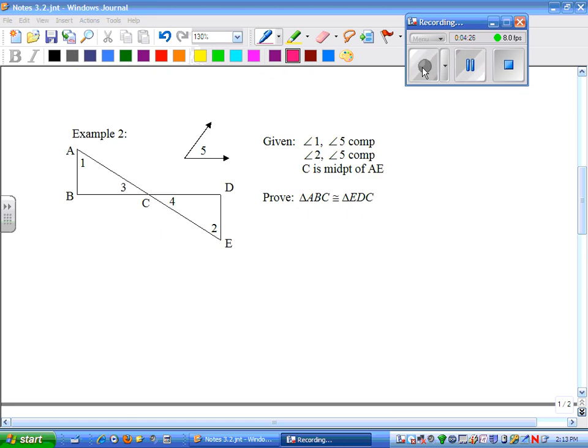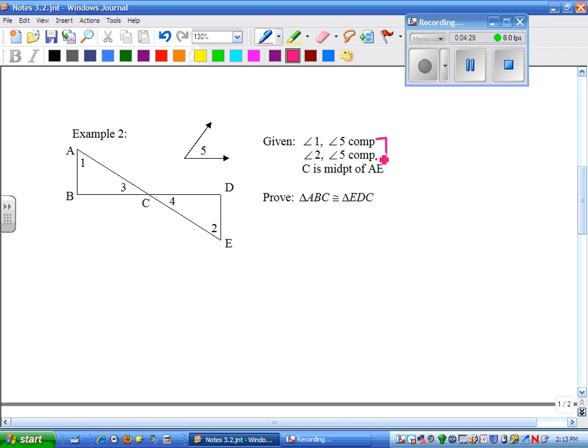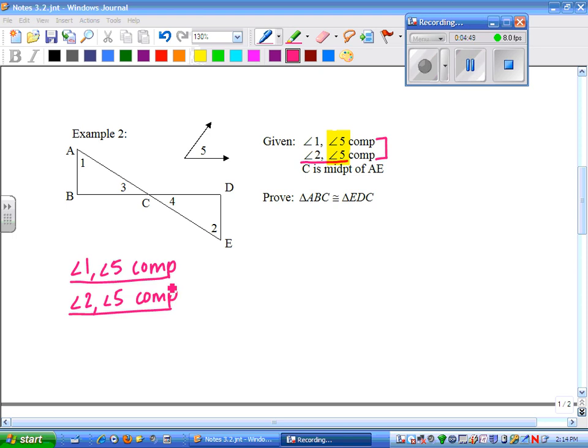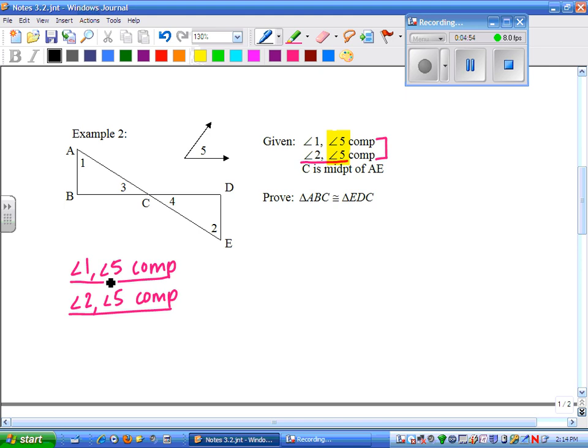Looking at example 2, we have 2 angles that are complementary. Notice they are complementary to the same angle. I have the same angle here, angle 5 and angle 5. If you remember your reason, if 2 angles are complementary to the same angle, these will be congruent. So go ahead and write the givens out. Because these are both complementary to the same angle, we can cross these off. We have angle 5 twice, and we are left with angle 1 and angle 2. So we know angle 1 is congruent to angle 2. And we're done with the first angle in our picture.